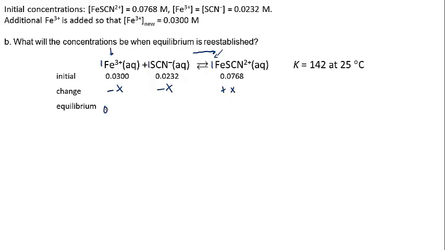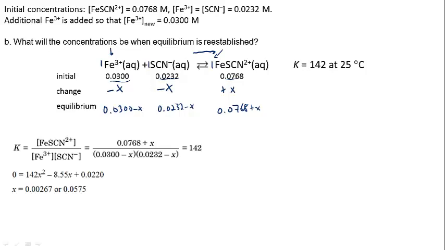So then our equilibrium concentrations are 0.0300 minus X, 0.0232 minus X, and 0.0768 plus X. And so that's our equilibrium concentrations in terms of our initial concentrations and X, the amount reacting. And so the next step is to determine what X is. And we do that by inserting these values, these terms here, into the equilibrium expression.